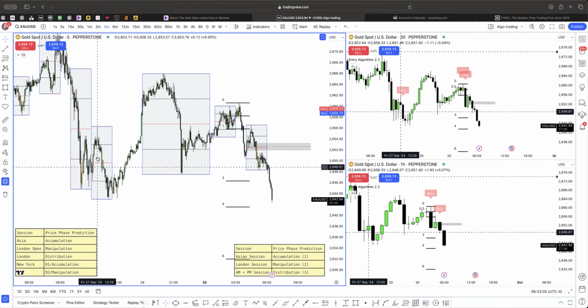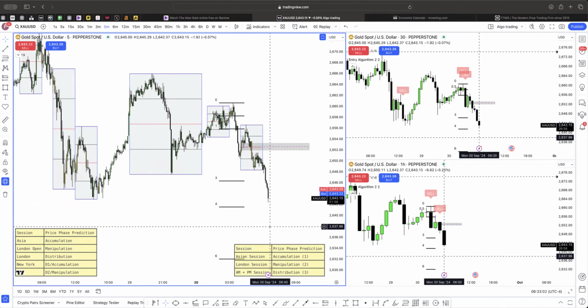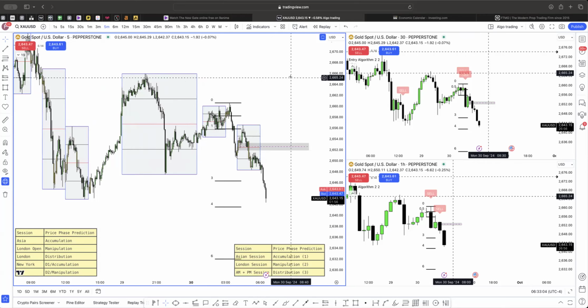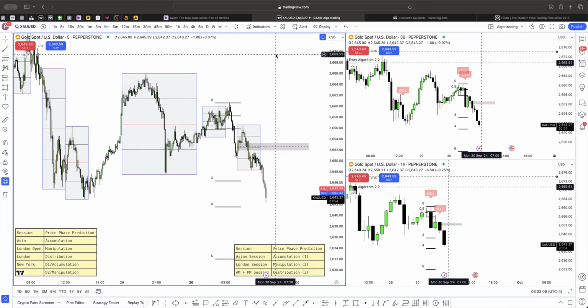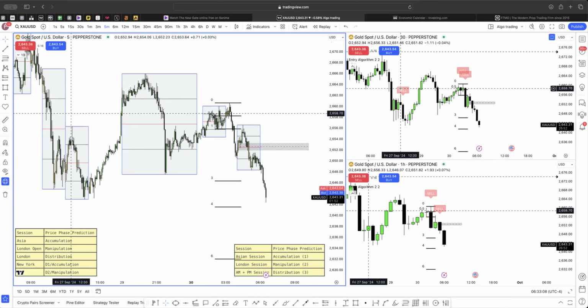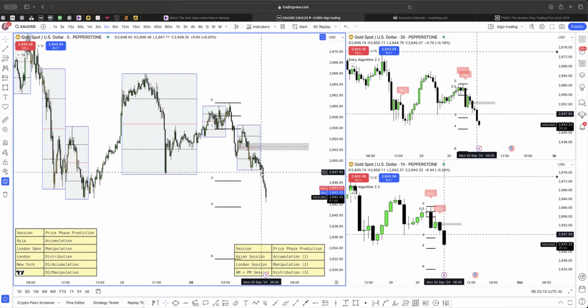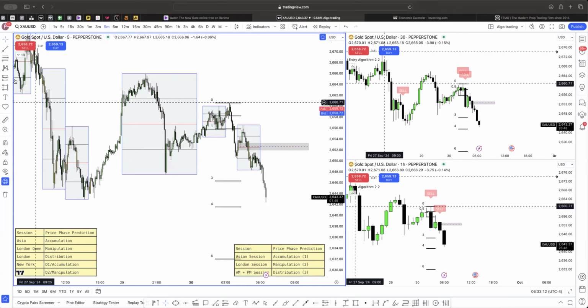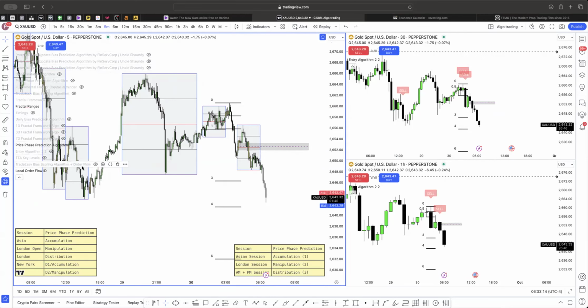You can't go wrong. Now, what are these yellow candles? Something that you will not get to know. So think about that. This is gold. I just showed you one on gold with the entry algorithm. Now, let's take a look at the order flow algorithm.